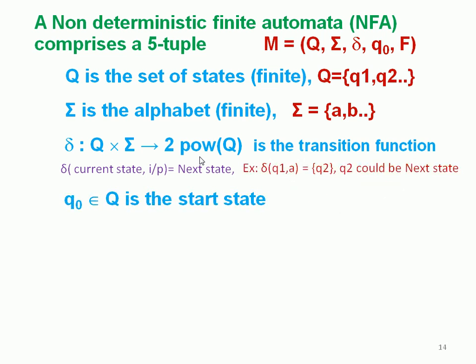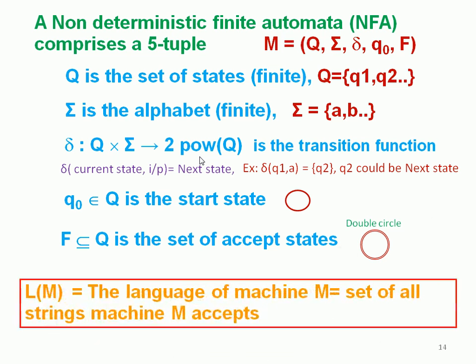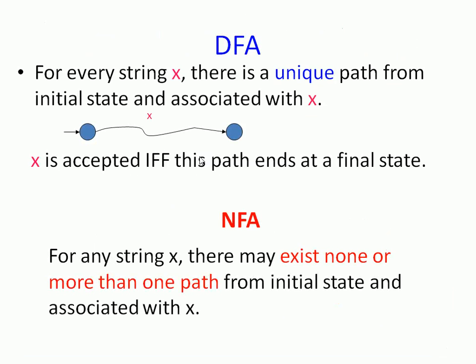In the previous example we have seen how to construct the deterministic finite automata, and we followed those notations. For every string x there is a unique path from the initial state to a reachable final state. x is accepted if and only if this path ends at a final state. That is a deterministic finite automata.